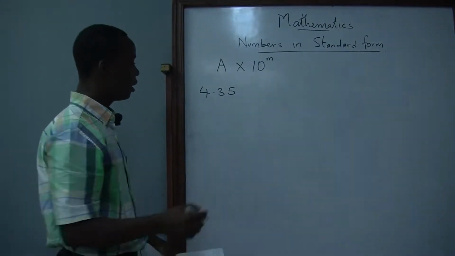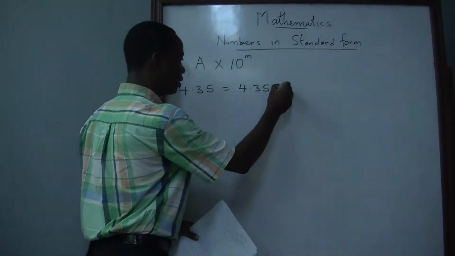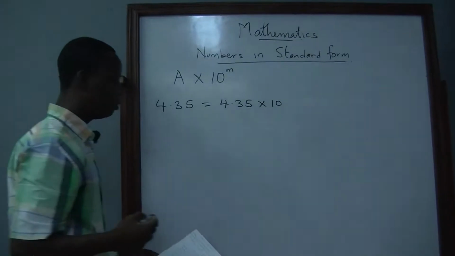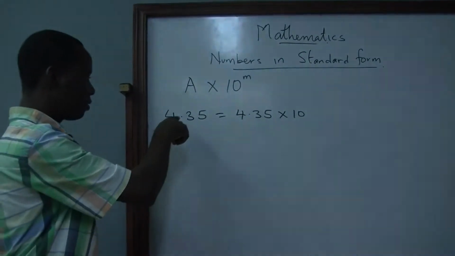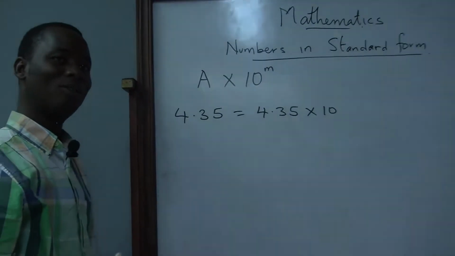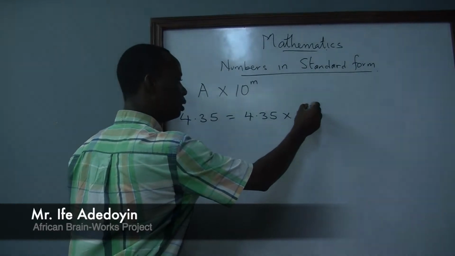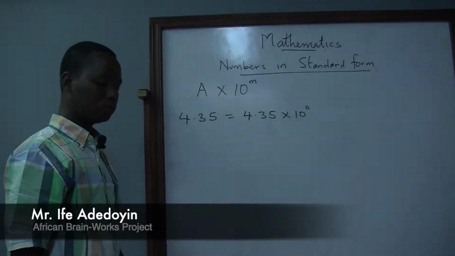What we just need to do now is, this will be 4.35 times 10. Now, what will be the power of 10? Has this thing moved at all? No. Since it does not move, we say it has moved 0 places. So that will be raised to the power of 0.